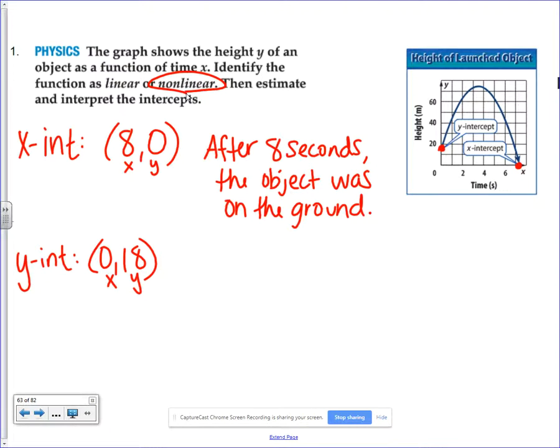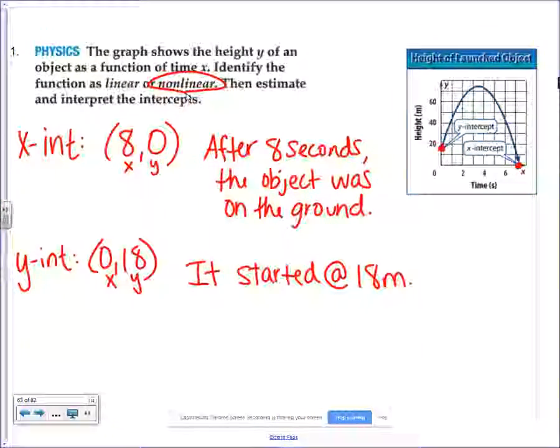It was already up 18 feet before anything happened, right? So that means it started at 18 meters. So whoever's throwing this thing, they are 18 meters high when they throw it. It starts off the ground. You will hear me refer to the y-intercept a lot as the starting point. The starting point. Everybody doing all right?